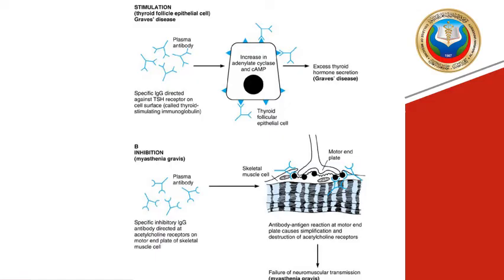This diagram shows the thyroid stimulating hormone antibody causes stimulation of the thyroid cells, leading to increased thyroxine secretion and thyrotoxicosis. The inhibitory effect: the antibodies blocking the acetylcholine receptor and cause muscle weakness.